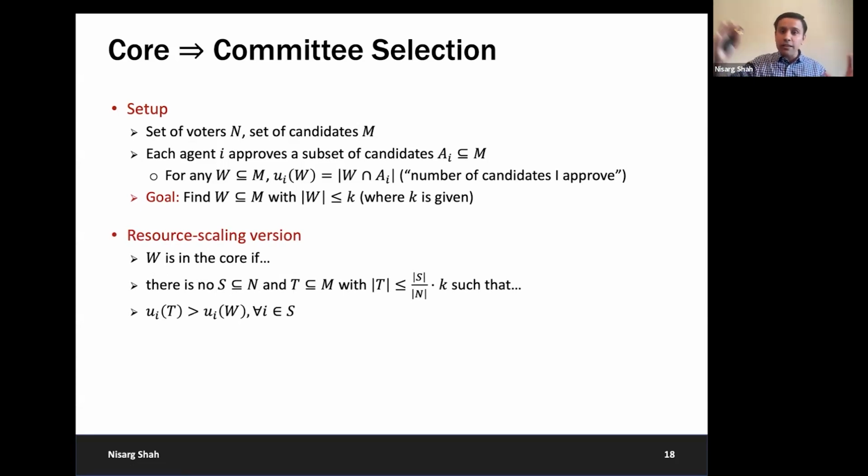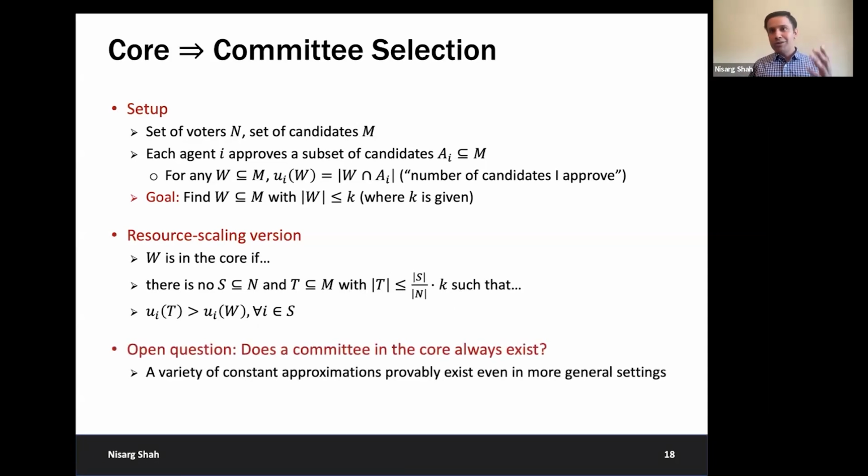Here we are going to scale this resource K down by a fraction that depends on the size of this group. So we are going to take K times the size of this group S divided by the size of the population N. And we are going to require that this group only choose a different subset of candidates that's at most this much in size. Then this new decision T shouldn't be a Pareto improvement for this group over the current decision W that we have chosen, where we have chosen actually K candidates. So it shouldn't be the case that u_i(T) is more than u_i(W) for every i in S, where note that T is just choosing very few candidates that's proportional to the size of the group, whereas W is choosing K candidates.